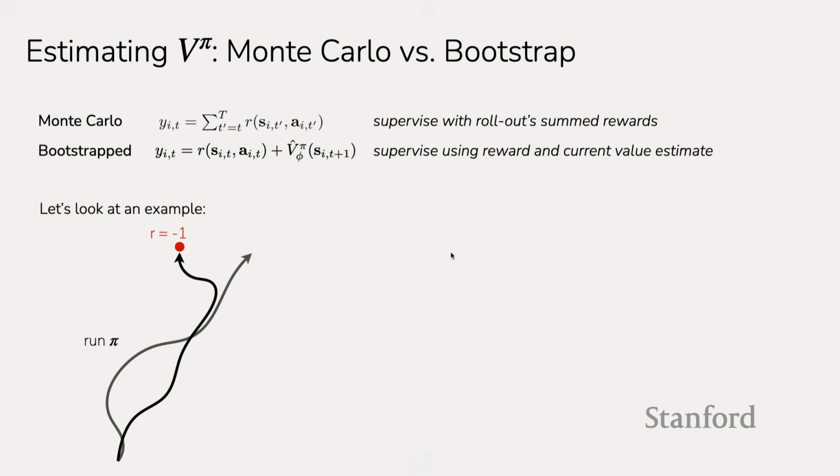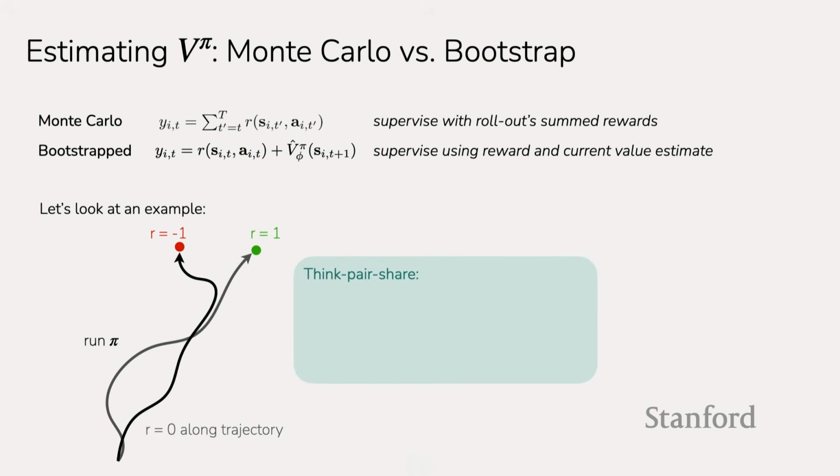So we've run the policy. Maybe we just have two trajectories. In practice, we'll have more than this, but say we have two trajectories. One of these trajectories, the final reward was -1. The other trajectory, the final reward was 1. And along the trajectory, before the final state, the reward is 0.